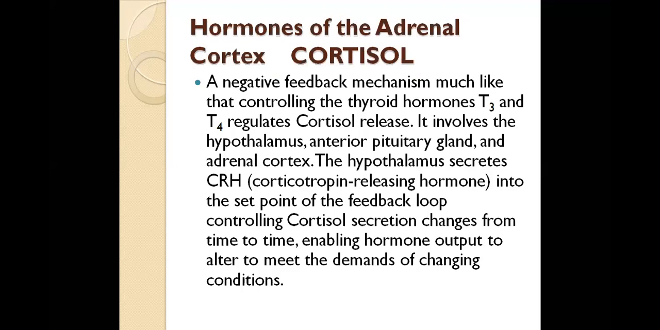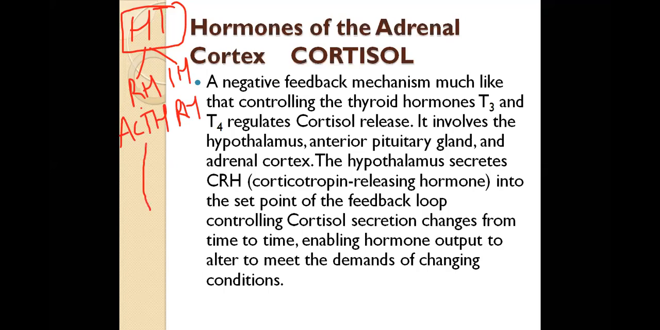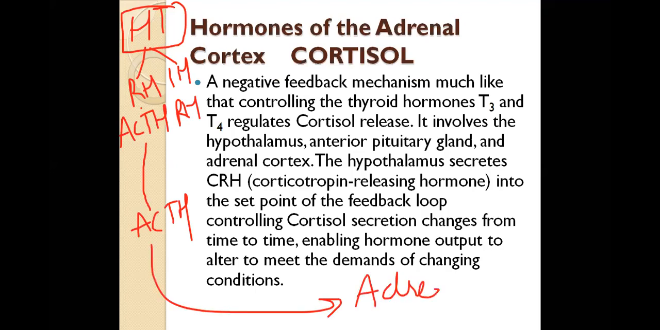Okay, now a negative feedback mechanism, much like the control of the thyroid hormones T3 and T4, regulates cortisol release also. That means it involves the hypothalamus, anterior pituitary gland, and adrenal cortex. How? Because the hypothalamus, as we discussed in the starting itself, has the habit of releasing hormone and inhibiting hormone. So I said everywhere, in case of thyroid, and now in case of adrenal cortex, we have to see ACTH-RH. ACTH-RH released from the hypothalamus will go to the anterior pituitary, stimulating the release of ACTH, which will come and stimulate the adrenal gland, particularly the cortex, for the secretion of cortisol. That story we are saying.